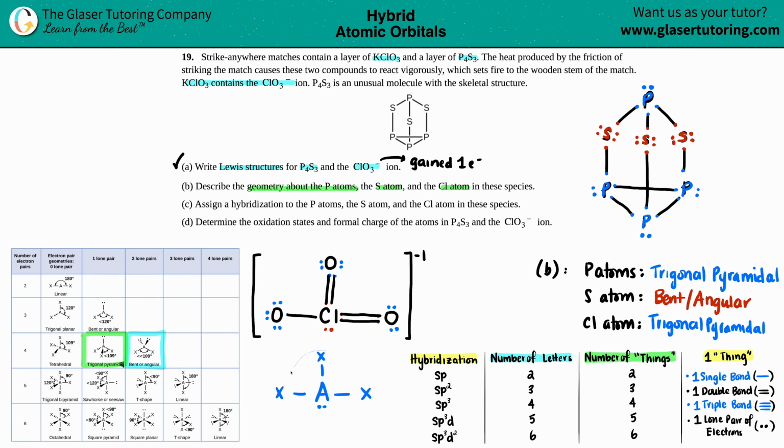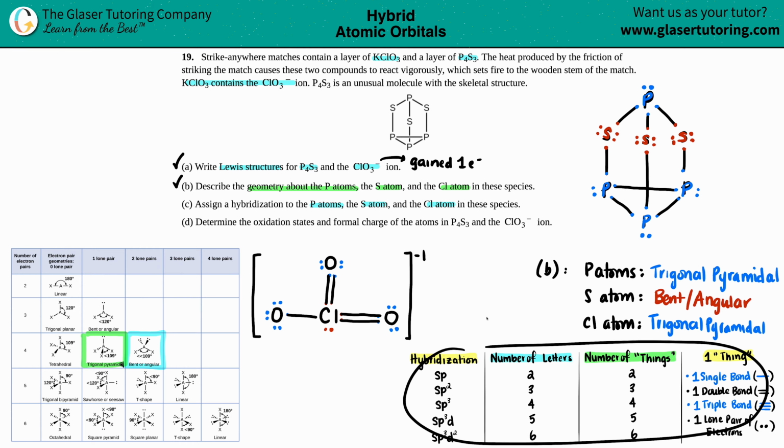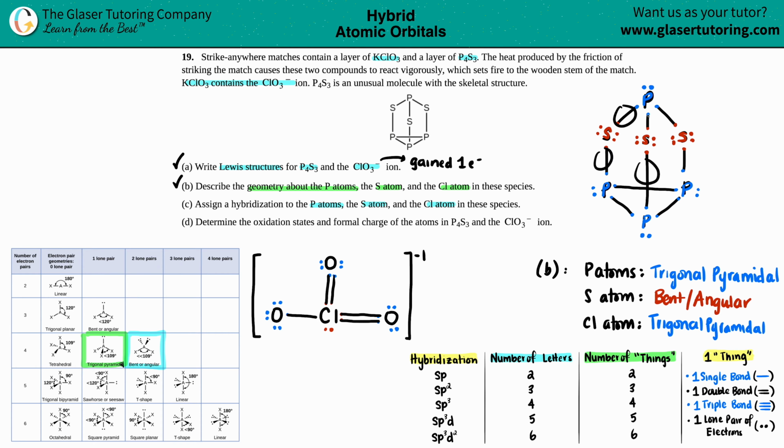And I'm just going to erase this. And now letter B is done. So we're halfway there. Now we have to assign hybridization to the P atoms, the S atoms, and the Cl atoms in these species. Okay, so now we're going about these down here and what you have to memorize over here. Now hybridizations are just a bunch of S's and P's and D's. These are basically just talking about the orbitals that are overlapping when you make your bonds.